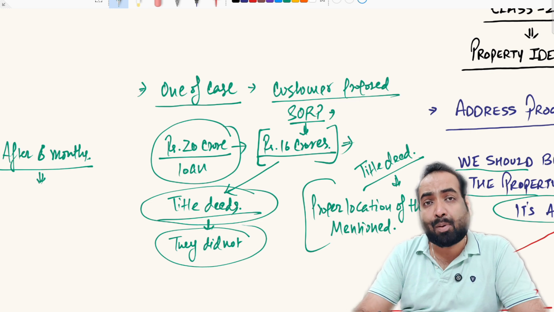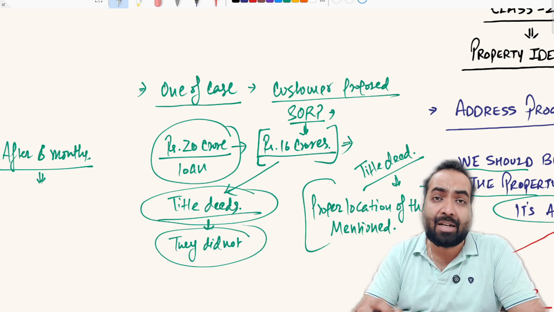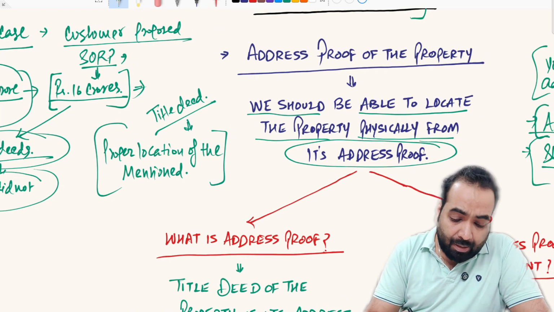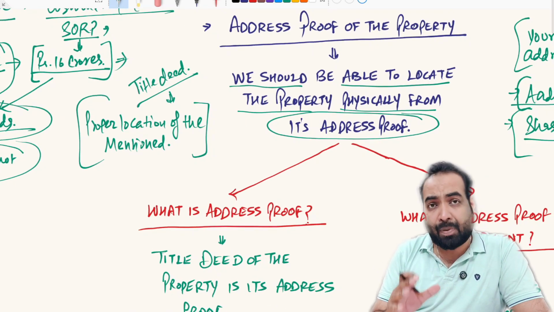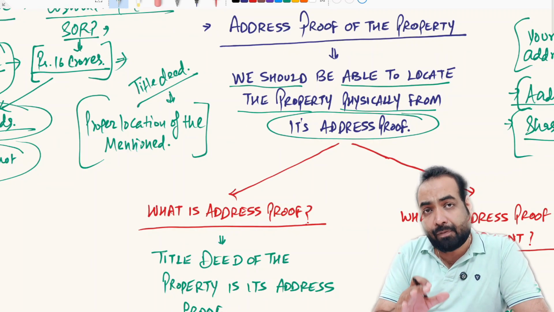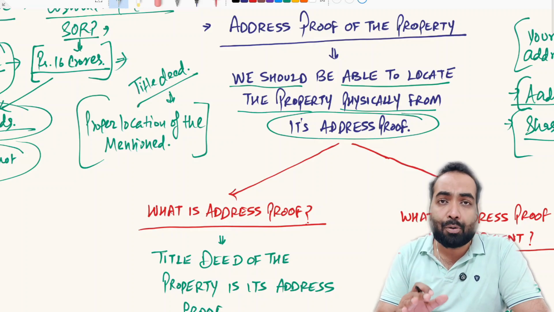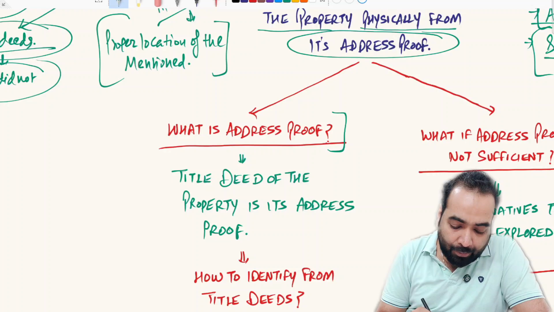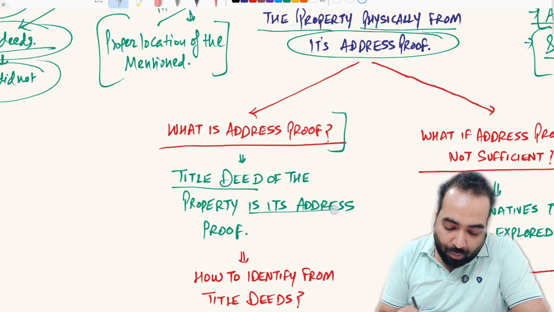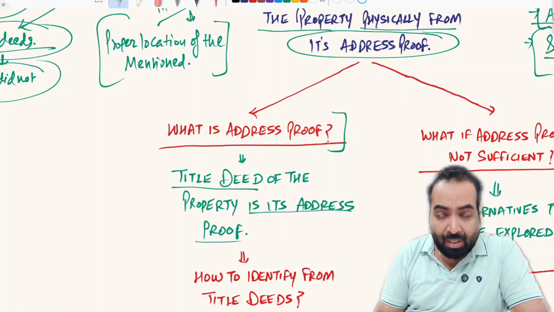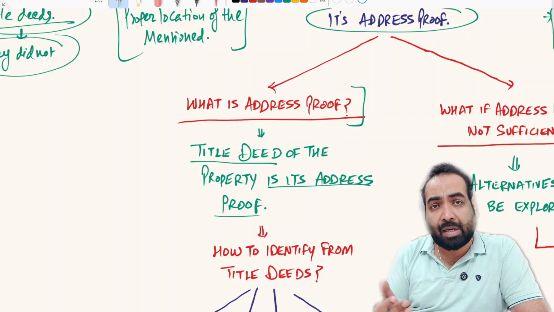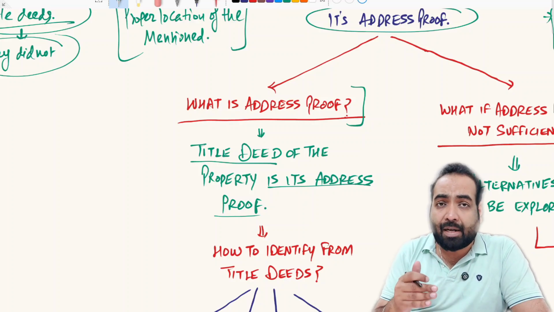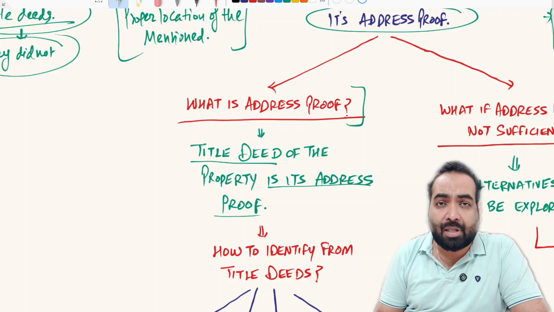So that is why the property identification concept is really important for us, right? Having said this, the property identification should be done from its address proof, which is the title document, the ownership document. What is the address proof? I have already explained to you. The title deed of the property is the only address proof of the property. So how can we identify the property from its title deeds? What should we see in the title deed that helps us in identifying the property?